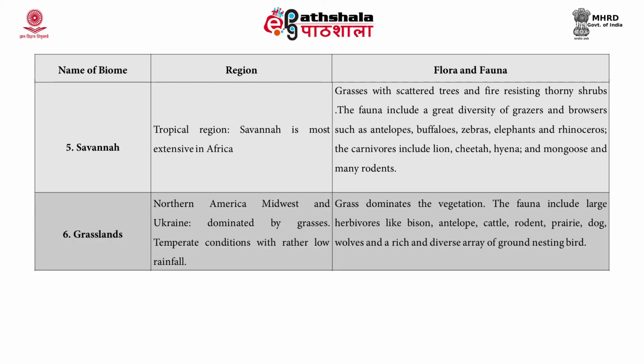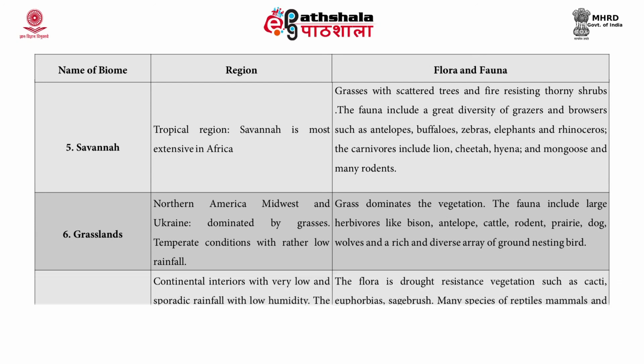Sixth, the grassland. The regions where they are found are Northern America, Midwest and Ukraine, dominated by grasses, with temperate conditions and rather low rainfall. Flora and fauna: the grasses dominate the vegetation. The fauna includes large herbivores like bisons and antelopes, cattle, rodents, prairie dog, wolves, and a rich and diverse array of ground-nesting birds.